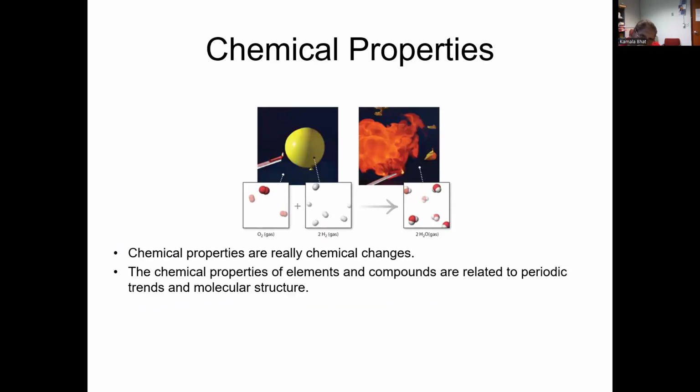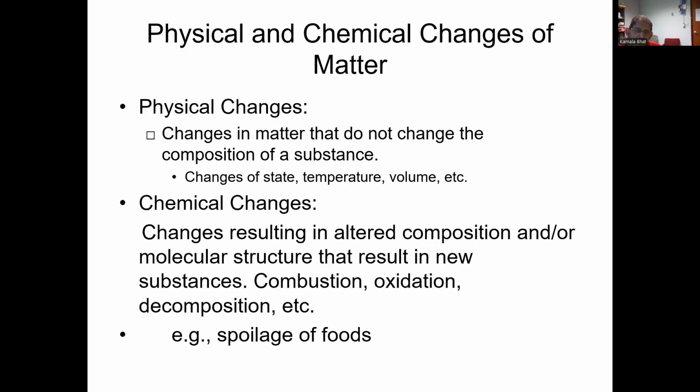Then chemical properties are really properties of elements and compounds related to the periodic trends and molecular structure that is there, and basically define chemical changes. Physical changes in matter do not change the composition of a substance. Chemical changes result in altered composition and a new molecular structure, resulting in new substances. Combustion, oxidation, decomposition. Examples: spoilage of foods.